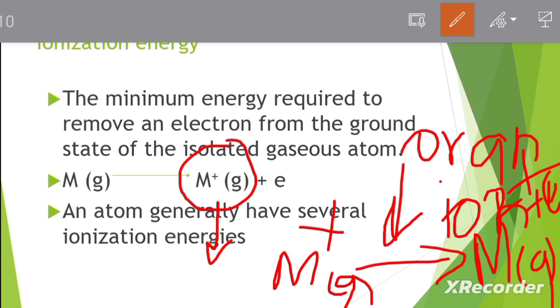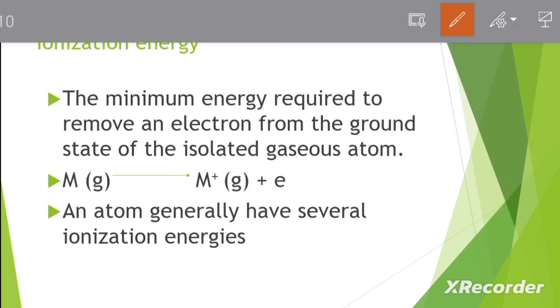So an atom generally can have several ionization energies. That means first ionization energy, second ionization energy, third ionization energy, and so on. For hydrogen, there is only a first ionization energy because there is only one electron. Likewise, there are ionization energies according to the number of electrons in that particular atom or ion.